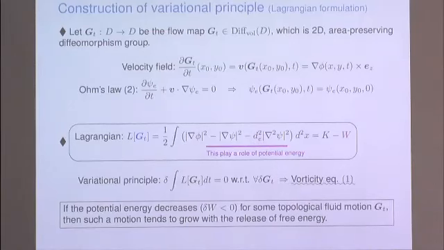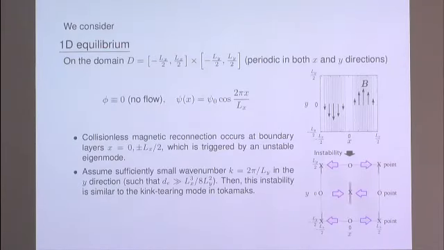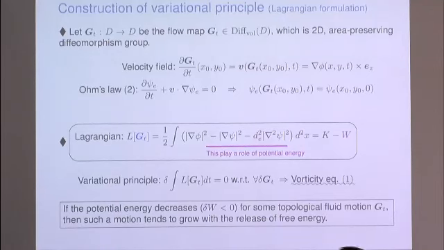Indeed, if we take the variation with respect to this flow map, then the Euler-Lagrange equation corresponds to the vorticity equation, which I have already shown here. So this is indeed the Lagrangian for this model. And by comparing with the Hamiltonian function, the only difference is the sign of this and this term. So we can easily find these two terms play the role of potential energy of this system.